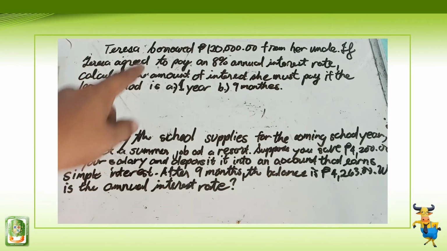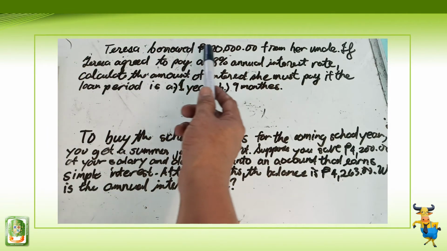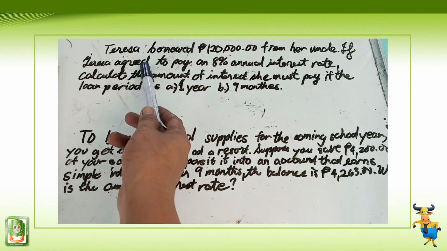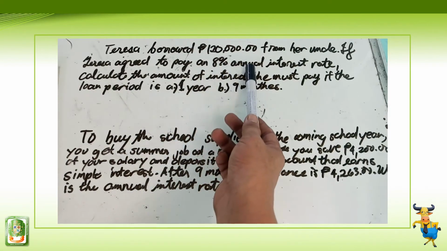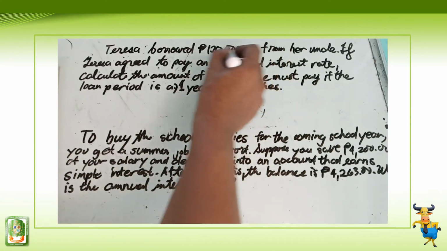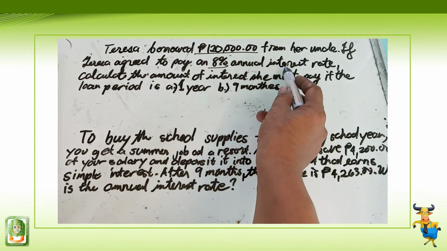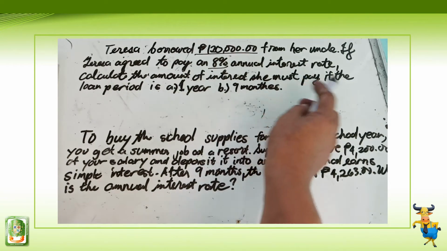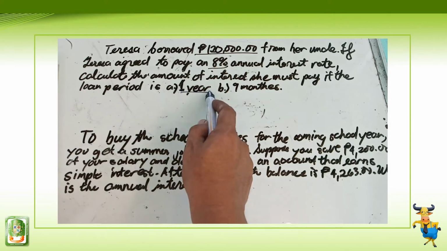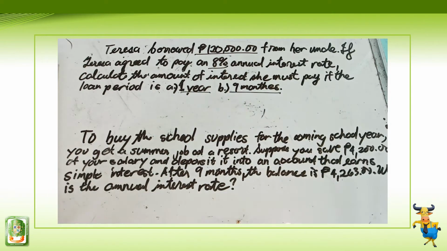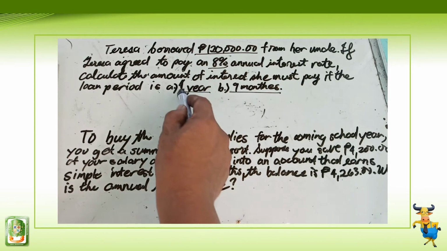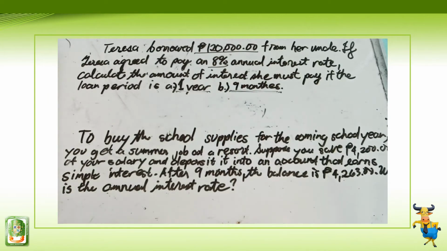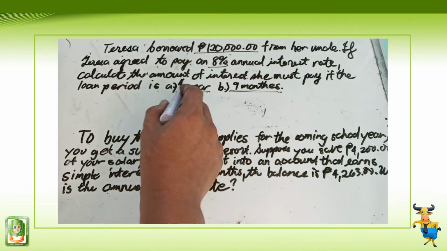Number 1. Teresa borrowed 120,000 from her uncle. If Teresa agreed to pay an 8% annual interest rate on the 120,000, calculate the amount of interest she must pay if the loan period is 1 year and 9 months. So, sabi daw dito, sa loob ng isang taon, ilan ba magiging amount na interest niya at ilan kung 9 months naman. So, unahin natin yung 1 year.